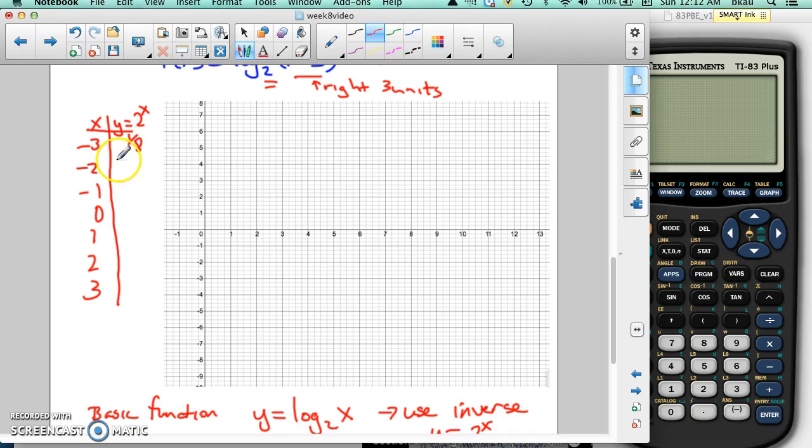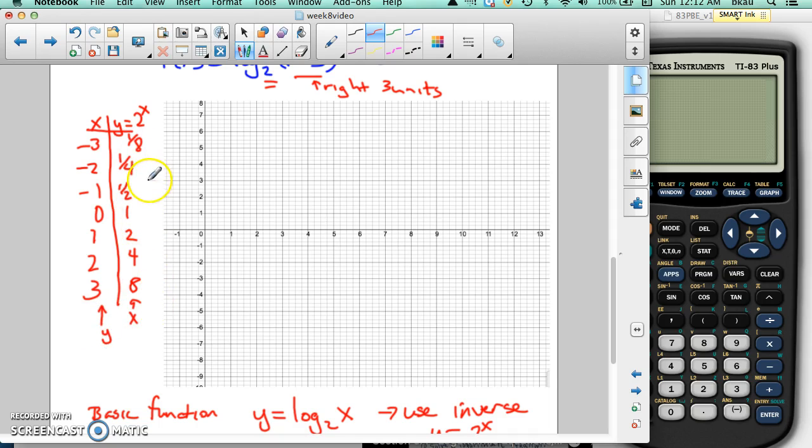2 to the second is 4. We take the reciprocal of that as 1/4. 2 to the first is 2. Reciprocal of that is 1/2. Anything to the 0 power is 1. This would be 2. 2 to the second is 4, and 2 to the third is 8. So these would be my values, but we want to swap these values. These are going to become my x's in logarithm, and these are going to become my y's.